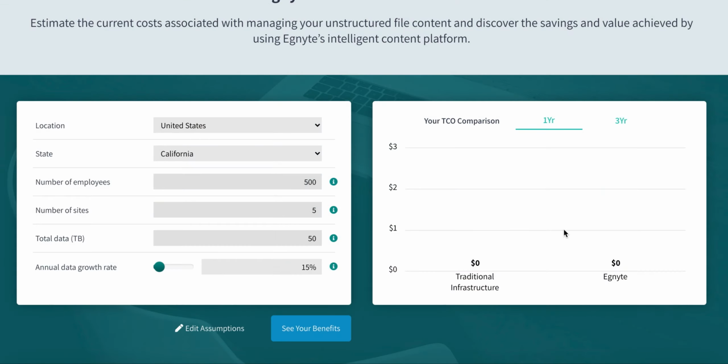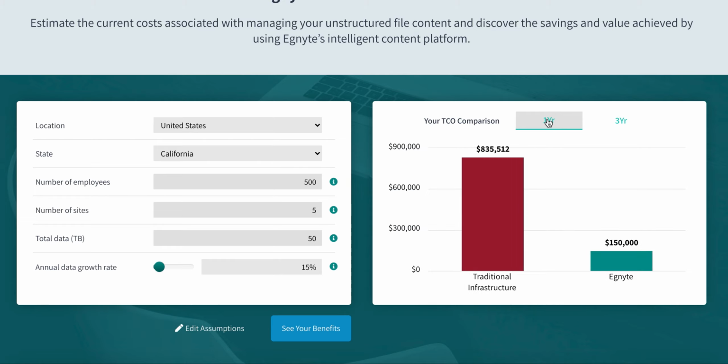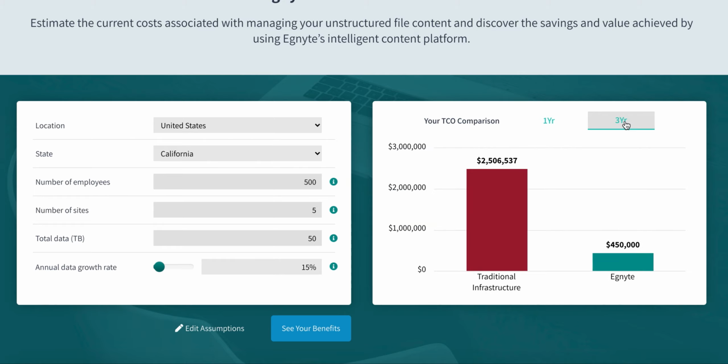Upon populating these key fields, you'll notice the TCO comparison chart will automatically populate with values. Easily toggle between the 1-year and 3-year TCO comparison. If you change any of the values in the calculator, this chart will dynamically update as well.